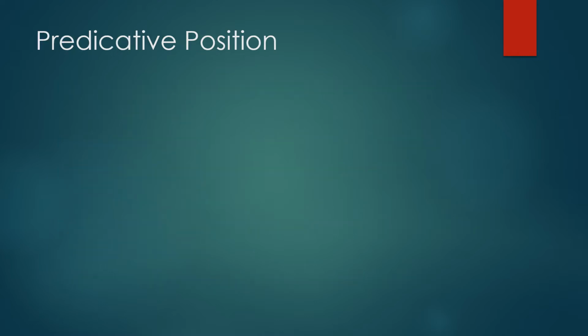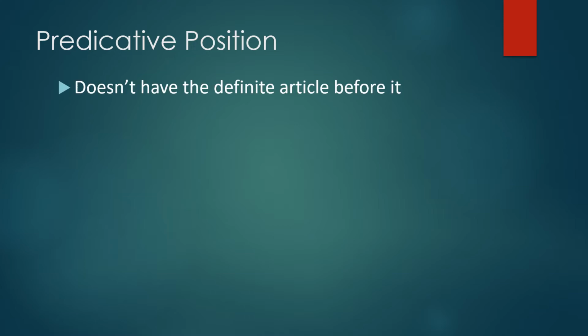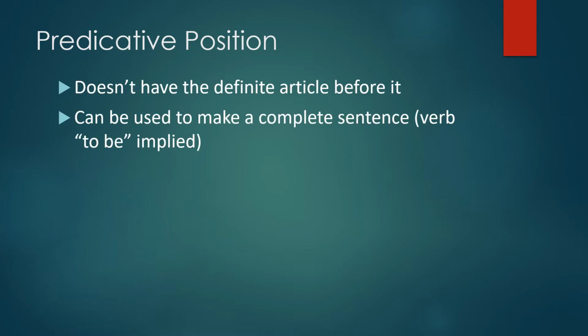Next, in contrast, we have predicative position. It's a position of stuff when there isn't the definite article before it. This positioning can be used to make a complete sentence with the verb to be implied. So, in a fun way, we actually don't have to worry about learning verbs yet. We just have to focus on nouns.